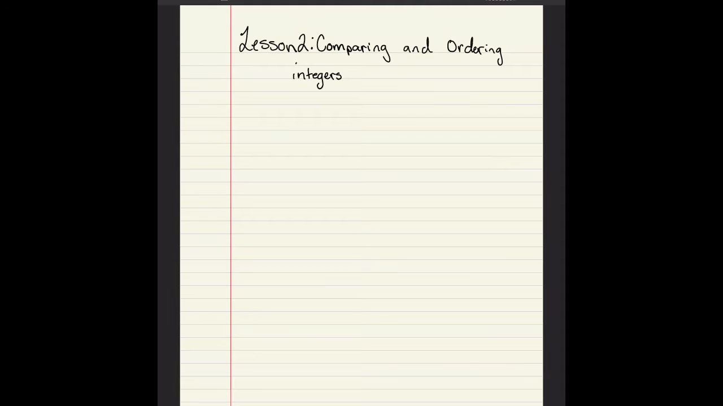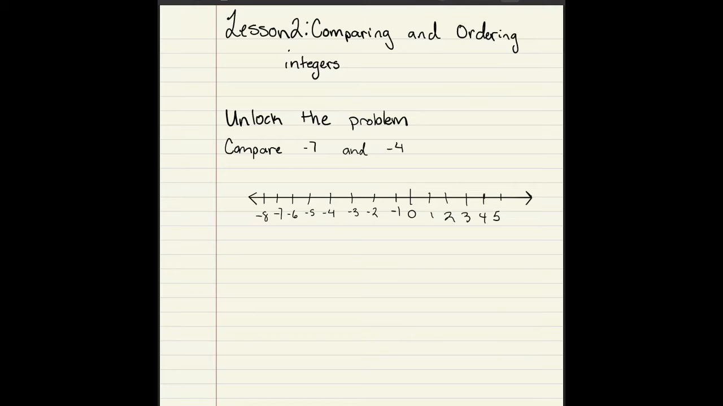We have no vocab today, so let's just jump into our unlock the problem. Alright, so unlock the problem, we need to compare -7 and -4. So I'm going to choose another color. Let's do green for -7 and blue for -4. And since they're on the negatives, I know I'll be looking on the other side of the 0, so I'll be going on the left side of the 0.